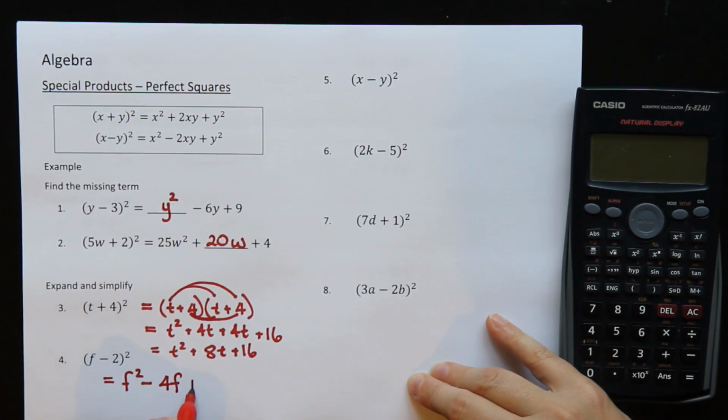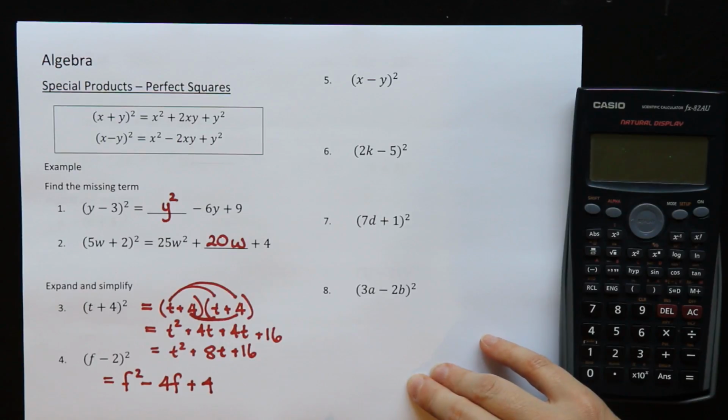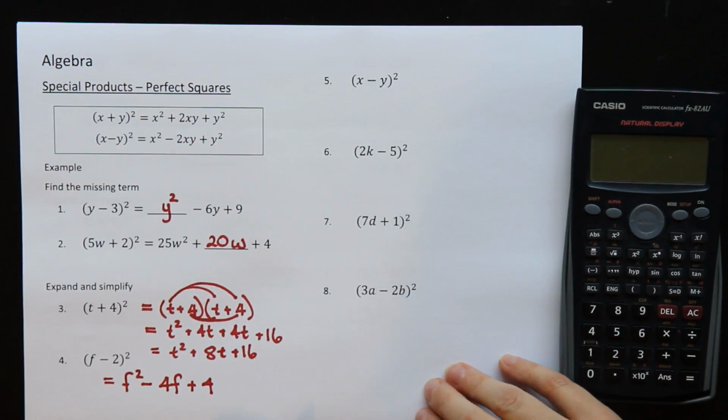And the last term will be 2 times 2, which is 4. So first one squared, twice the middle, and last one squared. Let's do question 5.